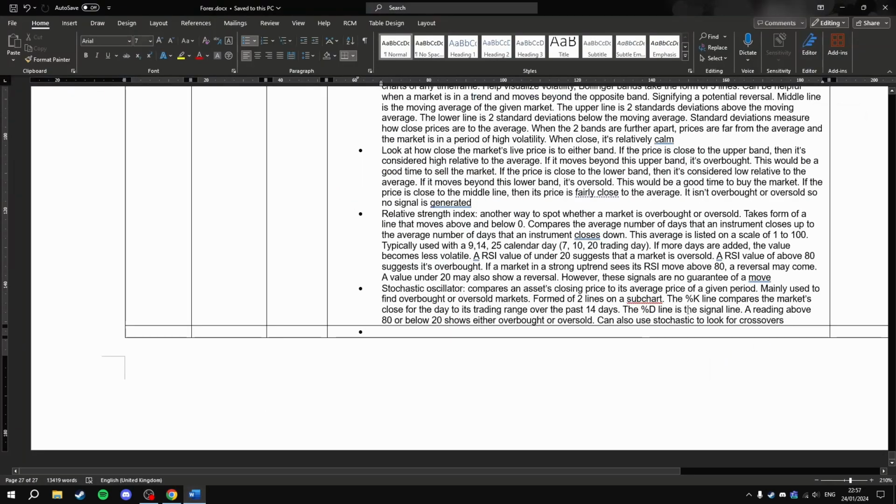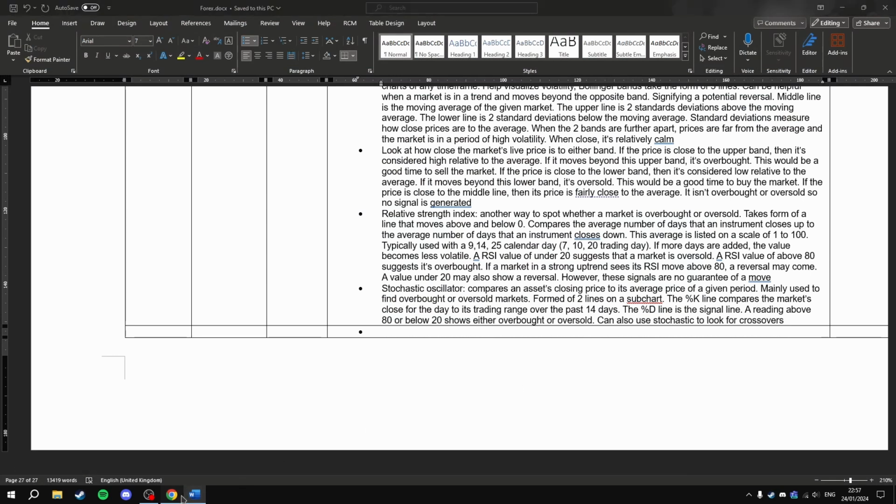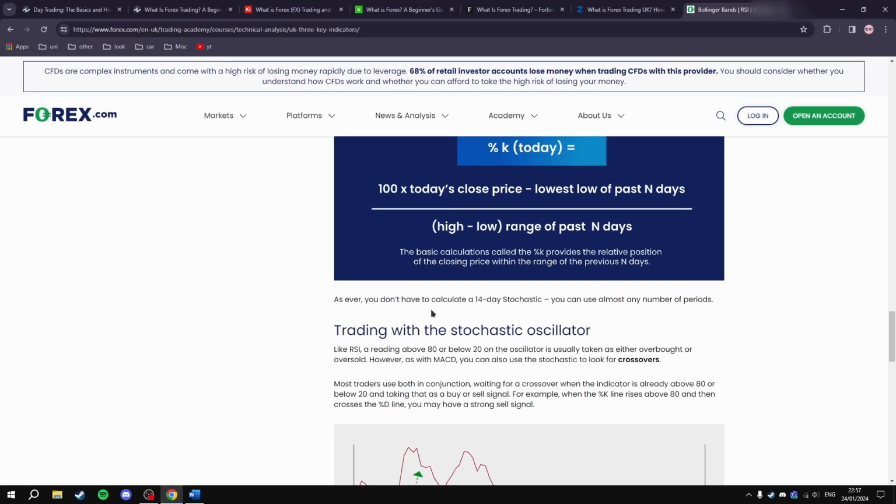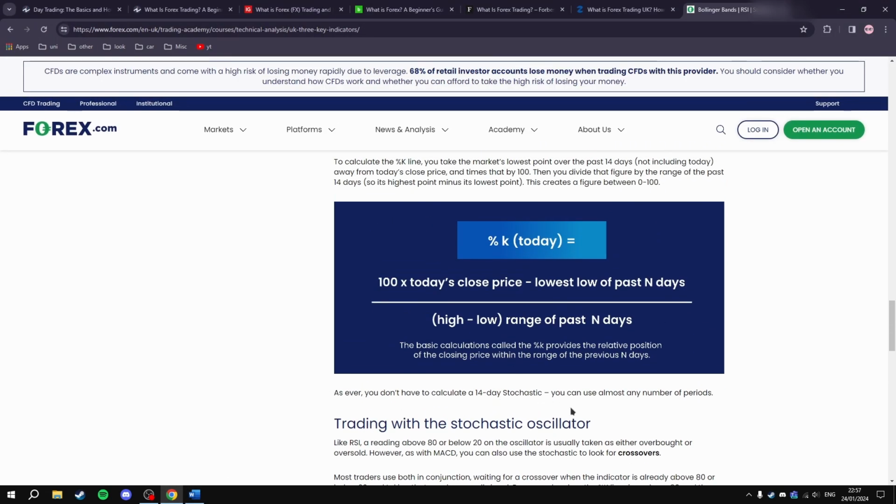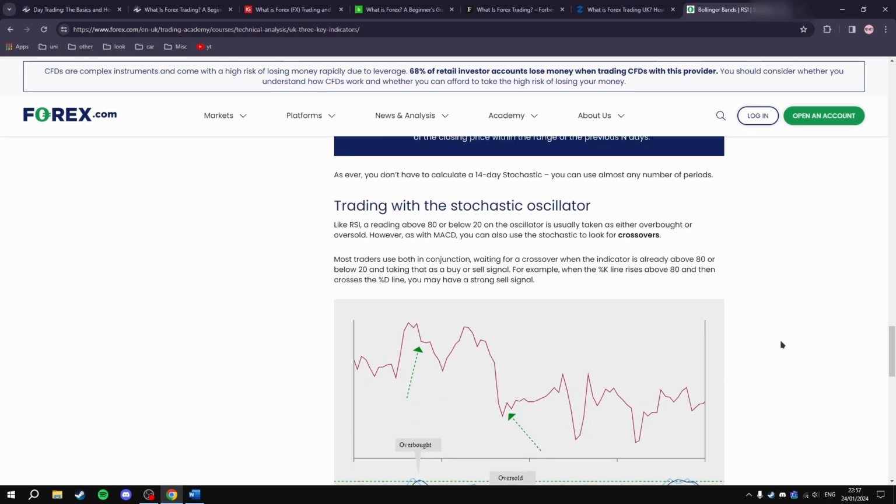I don't think I wrote that calculation down. Yep. As ever, you don't have to calculate a 14-day stochastic. You can use almost any number of periods.